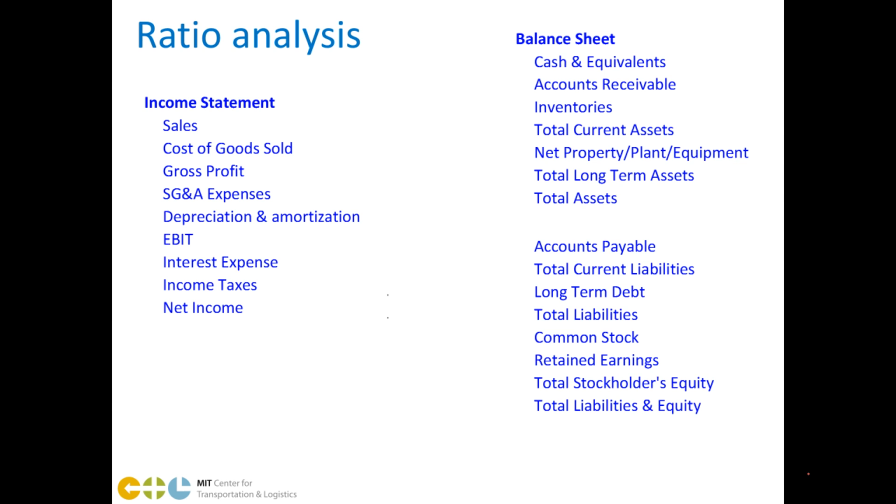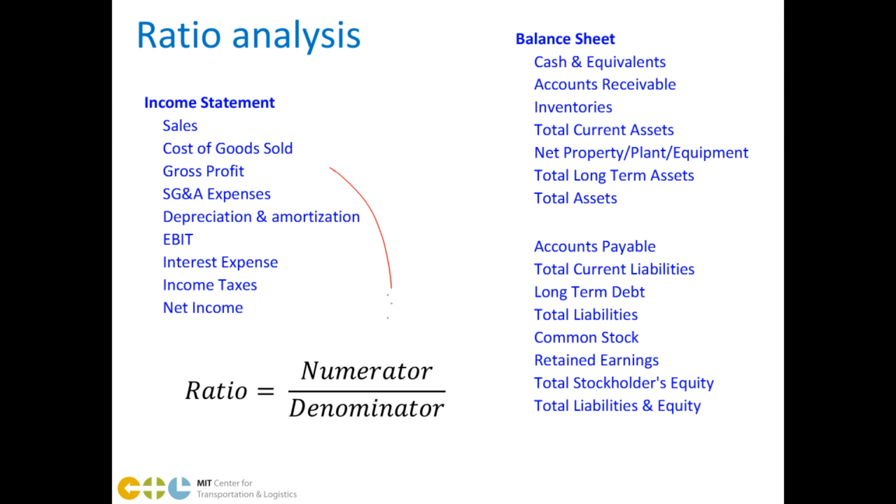So we have our income statement here, our balance sheet, and hopefully you're familiar with the terms in these two statements, and we'll use them throughout this segment to pull different parts of the financial statements into ratios, which is simply a numerator over a denominator. So it's not complicated math, but how you form the numerator and denominator to effectively tell you something is the key. So we'll pull things from the income statement into the numerator or the denominator. We'll pull things from the balance sheet into both of those as well.